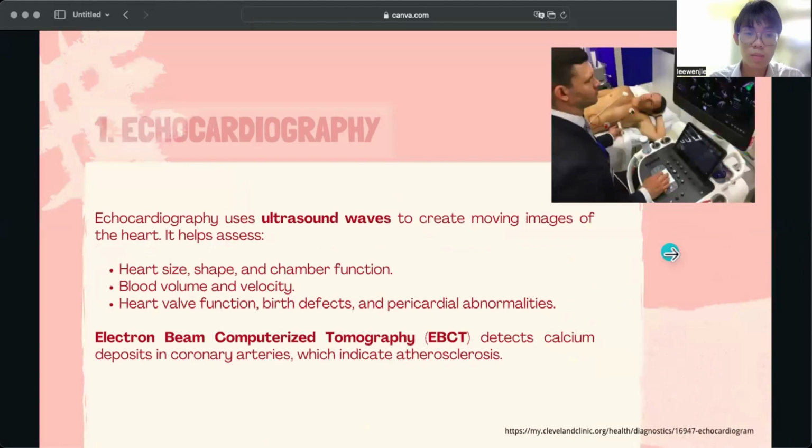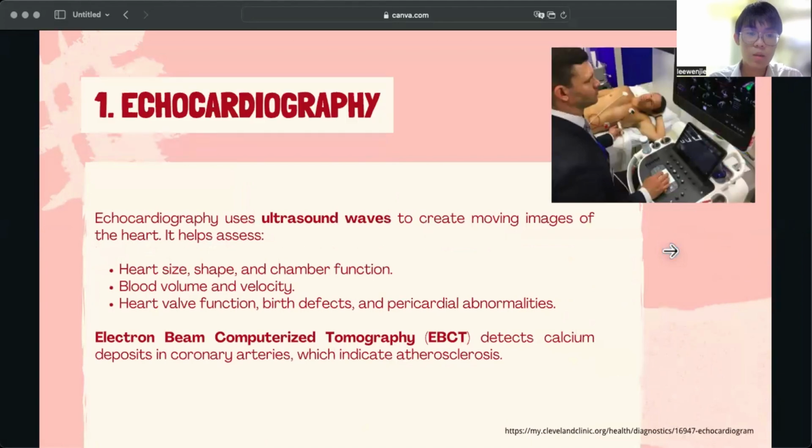Diagnosis. Okay, echocardiography. We use ultrasound waves to create moving images of the heart. It helps to assess the heart size, shape, chamber function, blood volume, and velocity. It is used with electron beam computerized tomography, EBCT. You can see the picture.